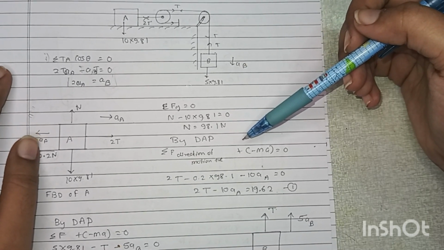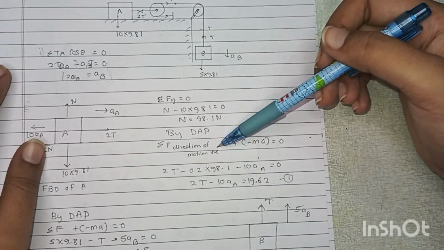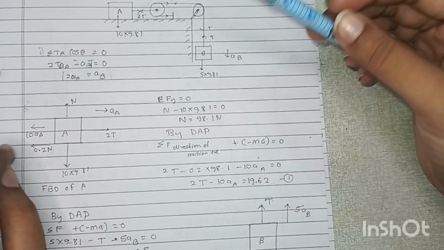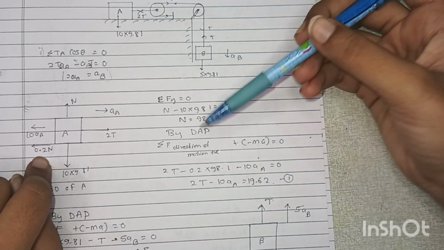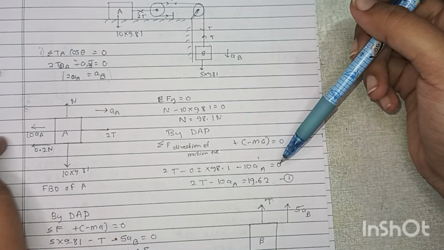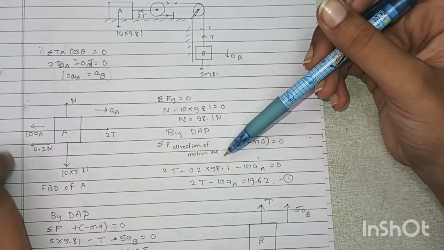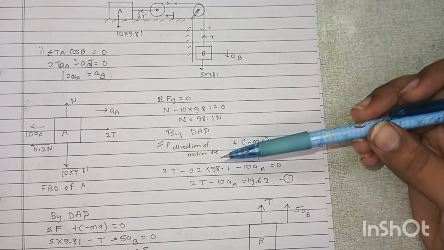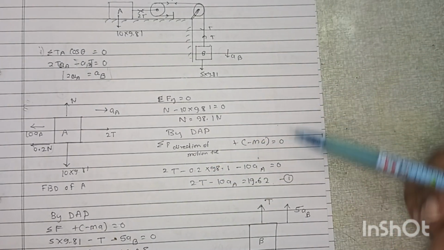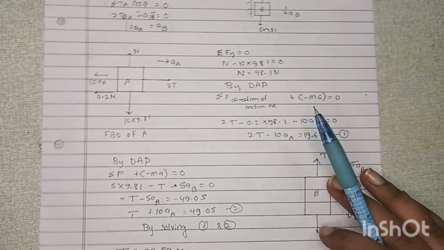So by DAP, it means D'Alembert's principle, summation of F in the direction of motion is taken positive, so plus 2T minus 0.2, and I have substituted over here the value of N, minus 10a is equal to 0. So what you will get over here is an equation in which we have two unknown terms, that is tension and acceleration. Now let's move to the second diagram, which is this. I hope it's visible. Okay.